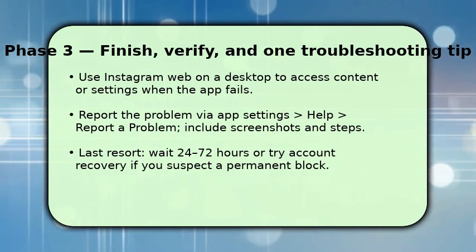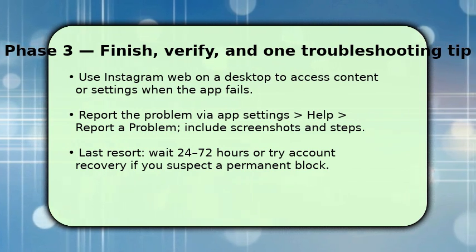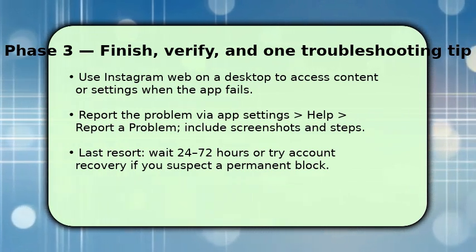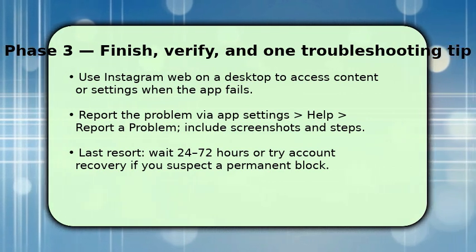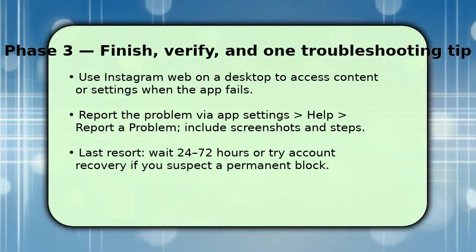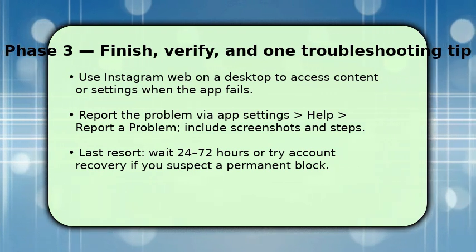Instagram prioritizes clear reports. Finally, if none of this helps, wait 24 to 72 hours for propagation, and consider account recovery only if you suspect a permanent block, because immediate repeated attempts can worsen temporary restrictions.